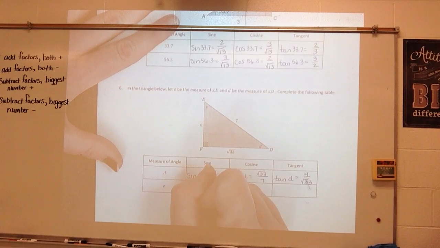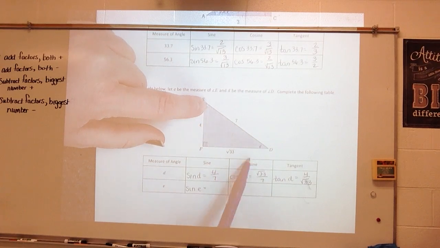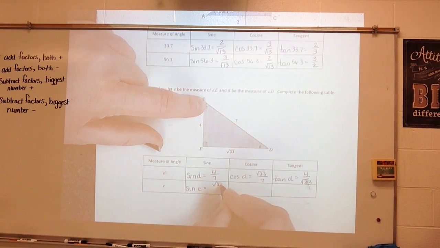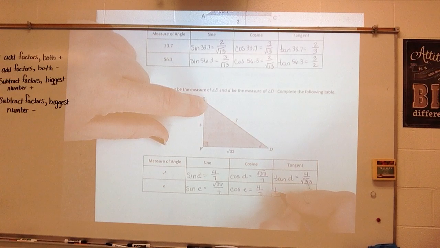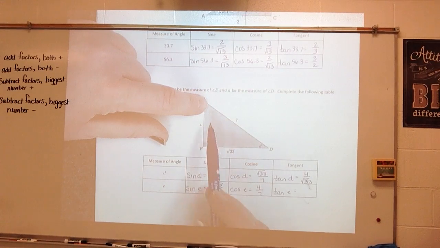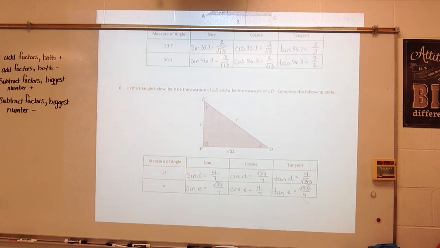All right, now we're going to do the sine of E. All right, so find E. Sine is opposite, so the square root of 33 over my hypotenuse, which is 7. Cosine of E. Cosine is adjacent, which is 4 over my hypotenuse, which is 7. And then tangent of E. So tangent is opposite, so square root of 33 over the adjacent, which is 4.